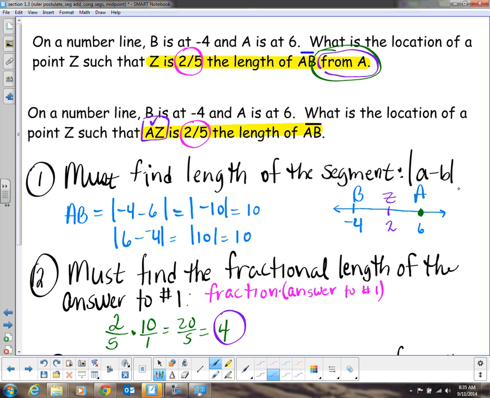Those 2 problems are exactly the same thing. I just did the work for both of them at the same time.